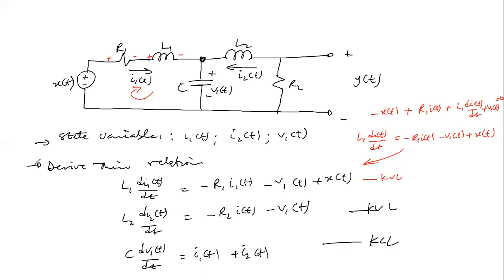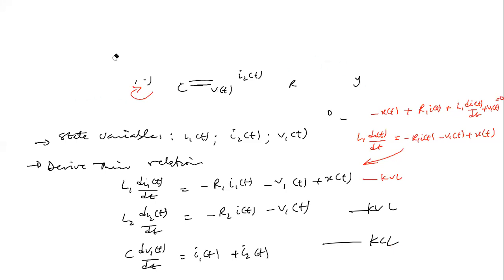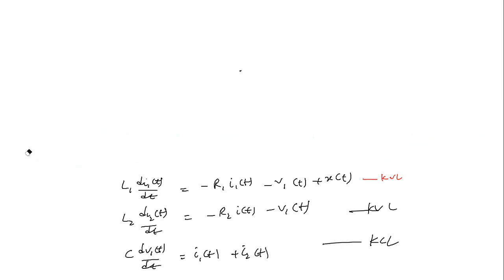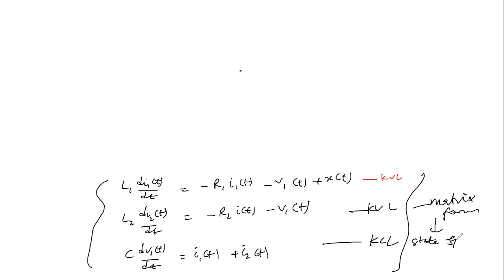So I'll just wipe this because I still need these equations. So let's just wipe all of this. If we now write this in the matrix form, the matrix form is usually referred to as the state space representation. So we want to put this now in the matrix form, and once we do that, we call that the state space representation, all right?